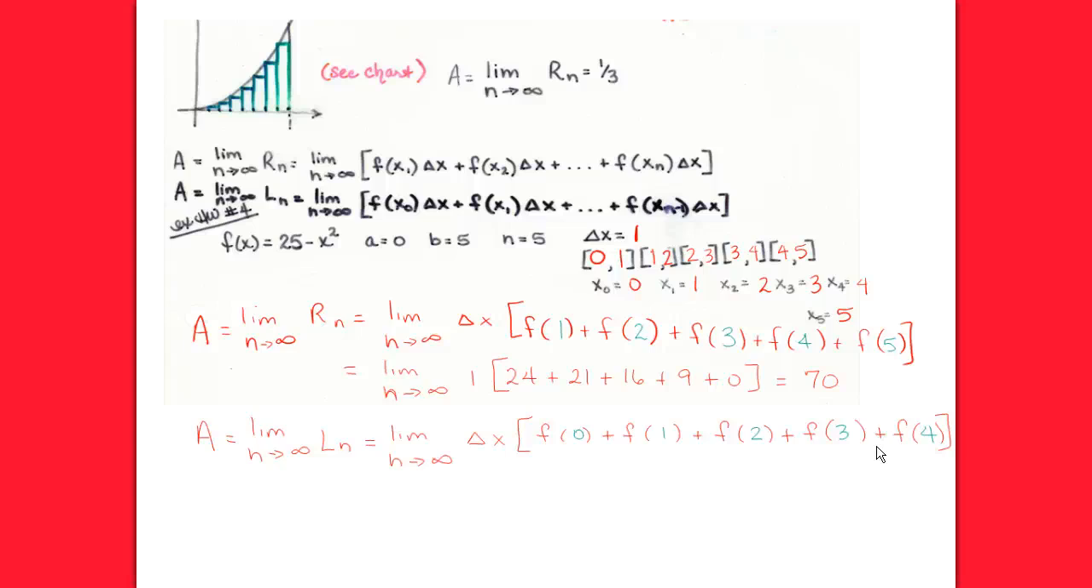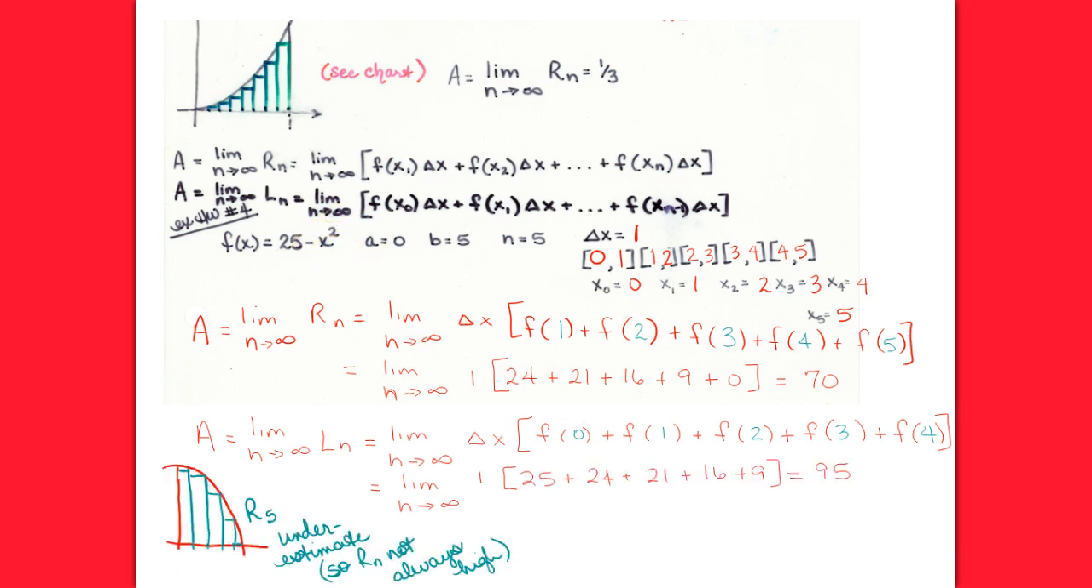Okay. So if we go through and we plug in our change in x, we've already established up here that our change in x is 1. So if we plug in our change in x, which is 1, then we can go through and find f of 0. If I put 0 in the place of this x right here, what am I going to get? 25, right. That's the only value we haven't found yet. The rest of them, f of 1 we already found was 24, f of 2 we already found was 21, f of 3 we already found was 16, f of 4 we already found was 9.